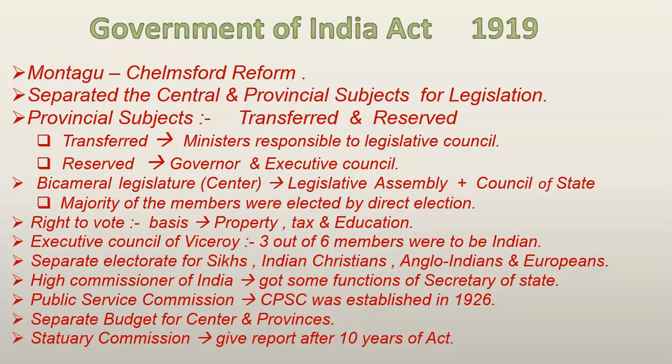Women were not allowed to vote. So the right to vote was given to a very limited number of people. So the election process was also not very good. Now, what was the next provision?